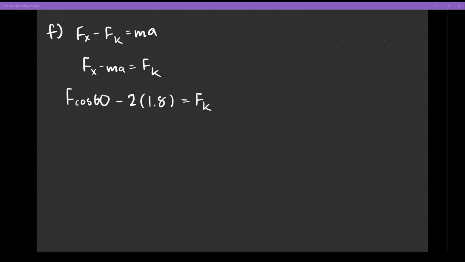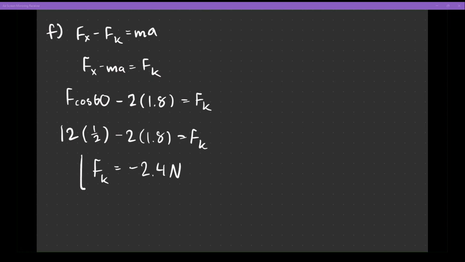F is 12 as given by the question. Cosine of 60 is equal to 1/2, so 12 times 1/2 minus 2 times 1.8 equals F_k. Putting this in your calculator, you get that F_k is equal to negative 2.4 newtons. It's positive 2.4, but it's negative because F_k acts against it, so negative.